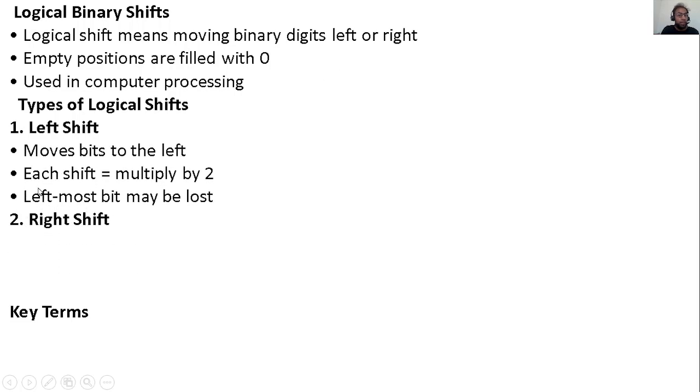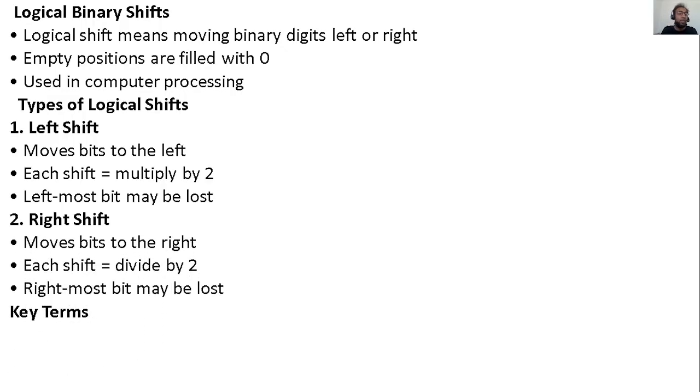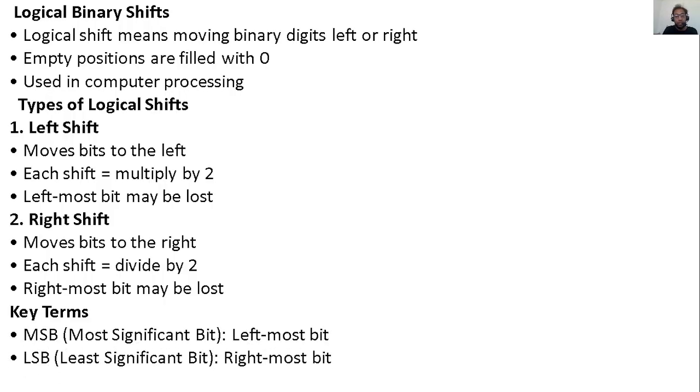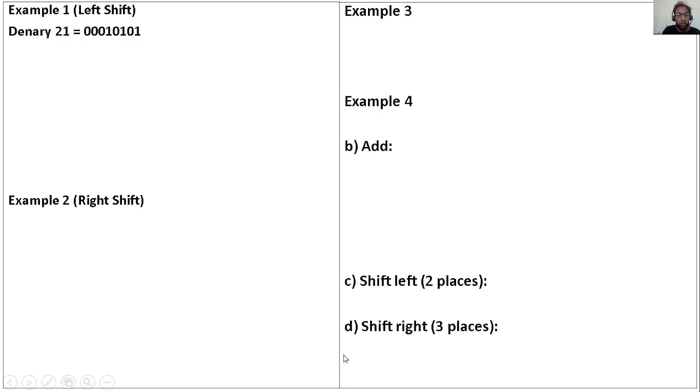Move bits to the left: each shift equals multiplying by 2. Each left shift means we are multiplying the value by 2 and replacing the current position with 0. Then there is a right shift. Right shift means we are dividing the value by 2. Key terms are most significant bit and least significant bit. You already know the rightmost bits are the least significant, and the leftmost are the most significant.